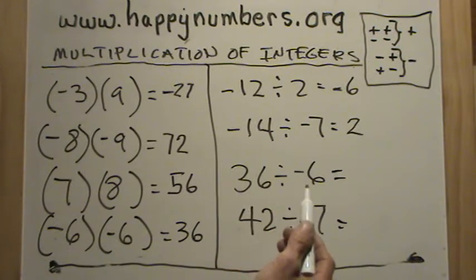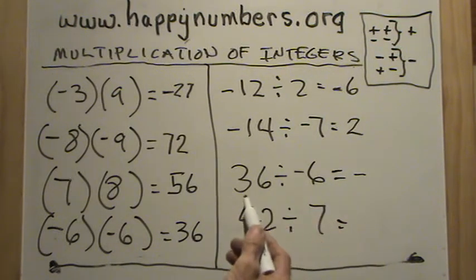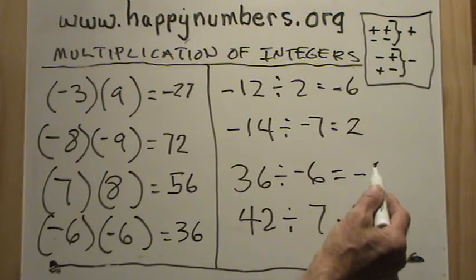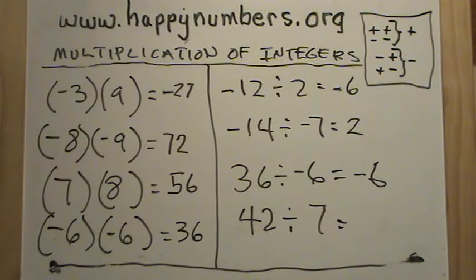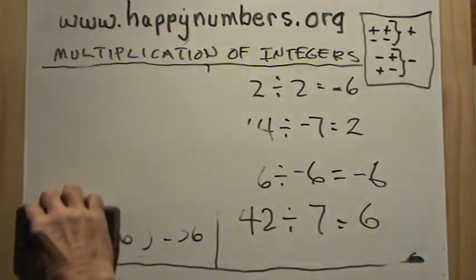Positive and a negative, I know my answer is going to be negative. 6 goes into 36 6 times, so it's negative 6. Positive, positive, I know my answer is going to be positive. 7 goes into 42 6 times. Excellent. Again, it's a fairly simple concept. The signs are the same. Let's put up a couple more problems for you.